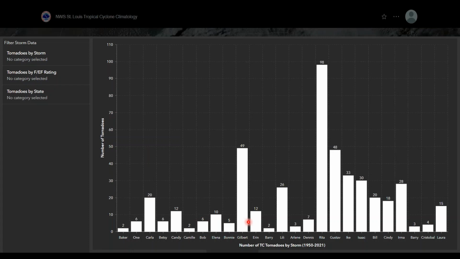Looking at it by storm as well helps us visualize which cases were really notorious for producing TC tornadoes leading up to St. Louis. Again, I would make note that about 10% of all of the tornadoes produced by all these cases ended up occurring in Missouri or Illinois, so a relatively smaller number.